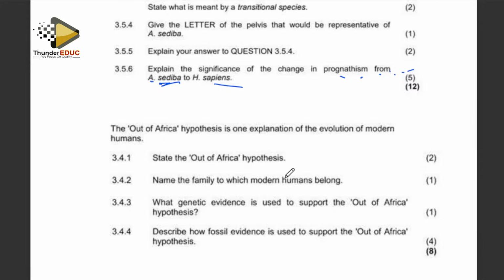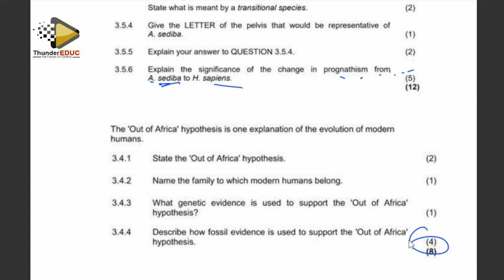They're saying, state the out of Africa hypothesis. Modern humans originated from Africa and migrated to the rest of the world. Name the species to which modern humans belong. We said they belong to Homo sapiens. What genetic evidence is used to support the out of Africa hypothesis? We use mitochondrial DNA.